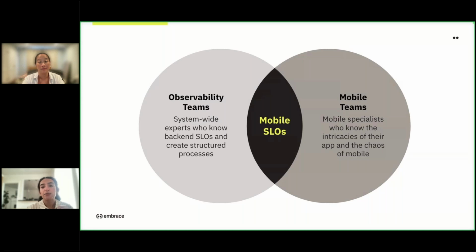Now, the concept of mobile SLOs, which is still quite new in this space, actually falls somewhere between these two teams where their expertise sort of intersects. And that's one of the reasons why a lot of engineering organizations just kind of struggle to get mobile SLOs right. It's because they straddle these two different teams and they require a really collaborative effort on the part of both teams and the expertise of both teams to really build them and monitor them effectively.